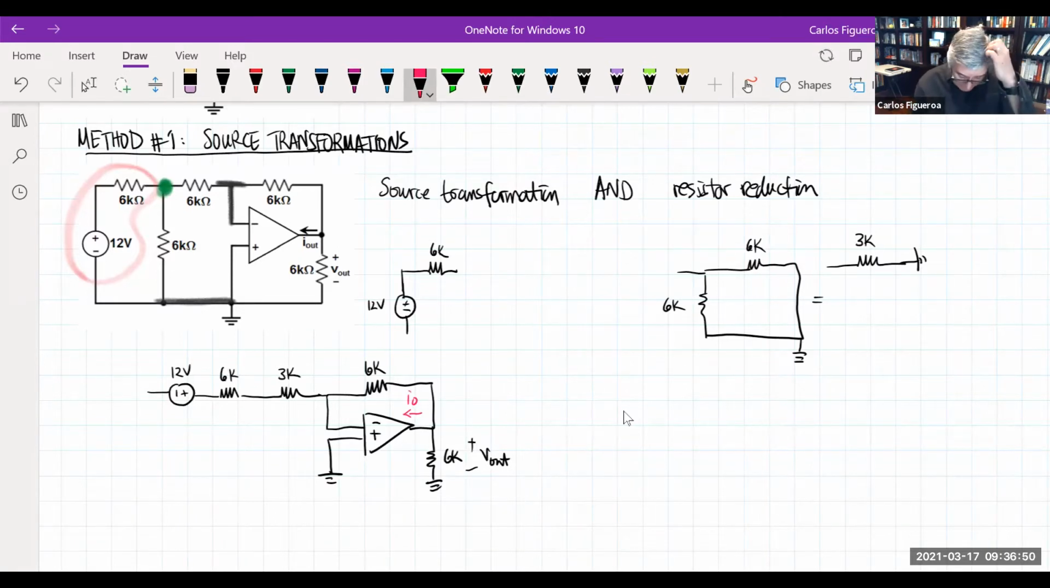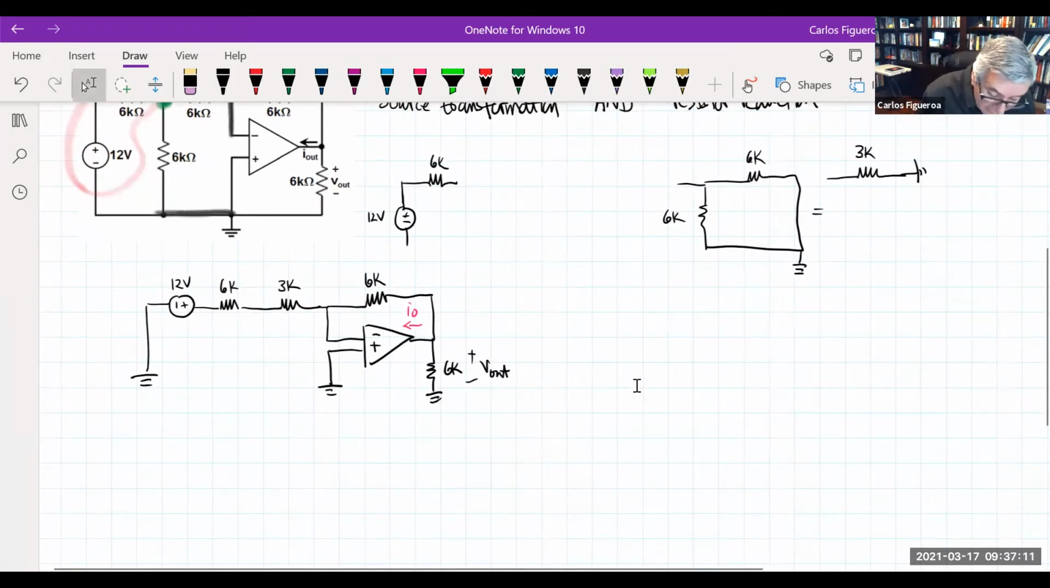So I could do a series of source transformations. I think this is the easier thing to see. I just recognized that that 6K and 6K were in parallel, so that's what the circuit looks like. But could I have done source transformations?